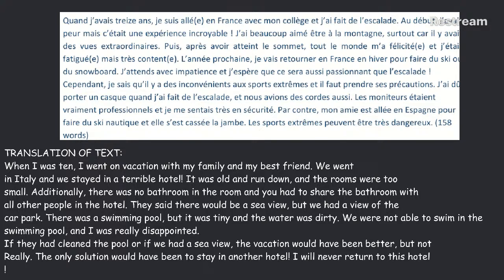There was a swimming pool, but it was tiny and the water was dirty. We were not able to swim in the swimming pool, and I was really disappointed. If they'd cleaned the pool or if we had a sea view, the vacation would have been better, but not really. The only solution would have been to stay in another hotel. I will never return to this hotel.